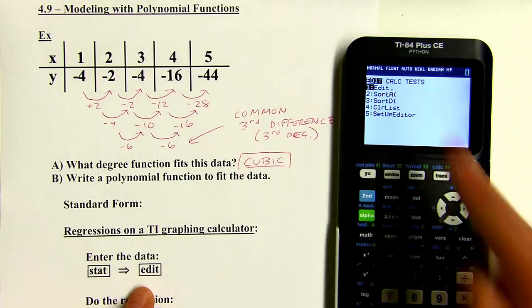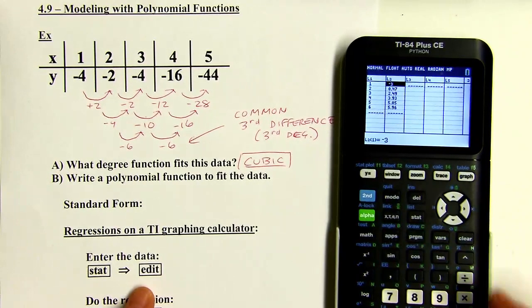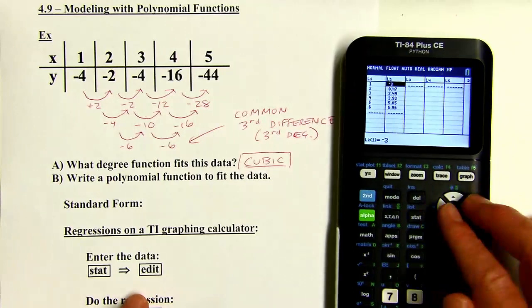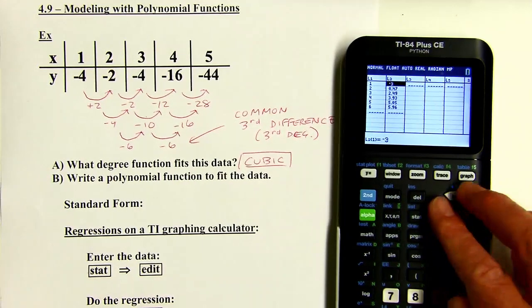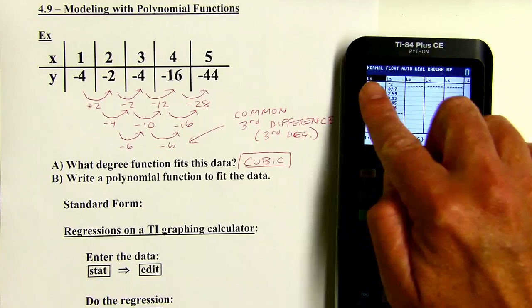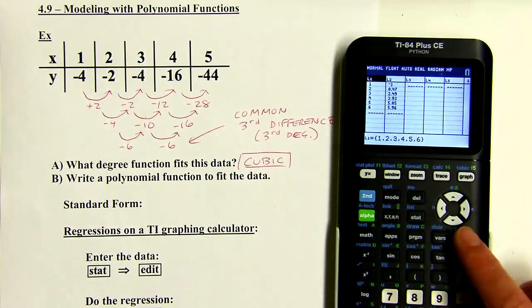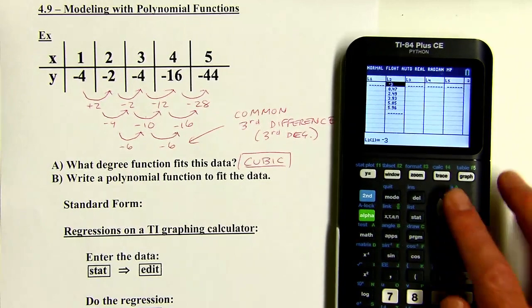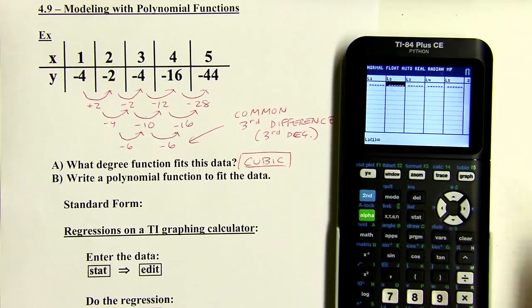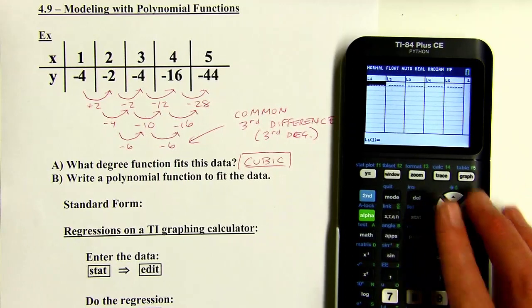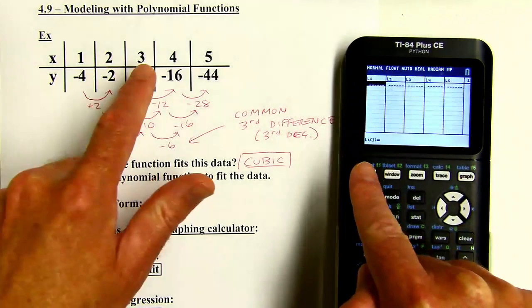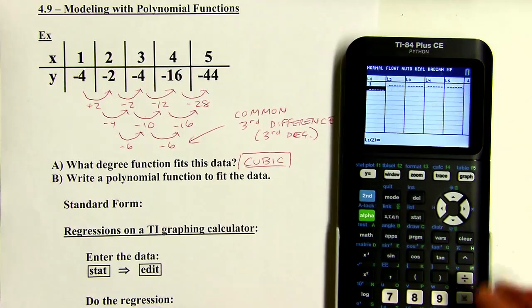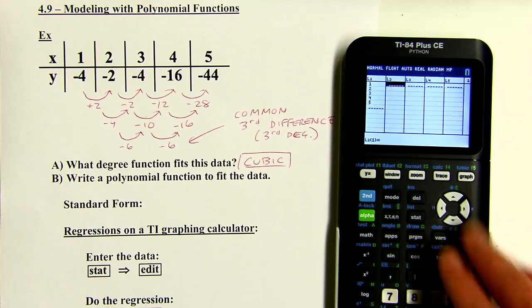I'm going to choose the very first thing there, just hit enter. And then I've got some data points in there already. I want to clear those out. So you can clear them out one by one with the clear button. But if you go and highlight L1 and then hit clear and enter, then it'll delete the whole list. You can also write right over the old numbers if you have other numbers there. So this first list, L1, is going to be my x's. So I'm going to type in 1 and hit enter, and then 2, enter, 3, enter, 4, enter, 5, enter to get them entered in there.